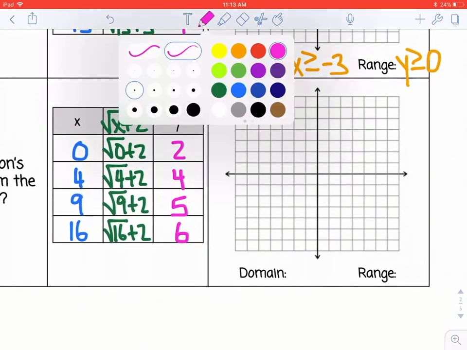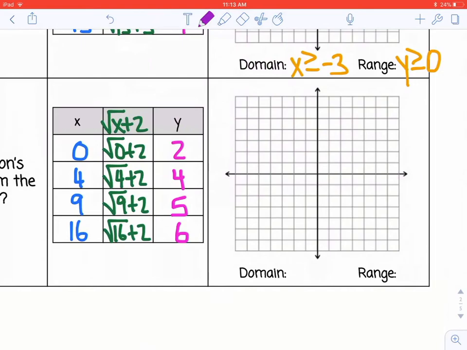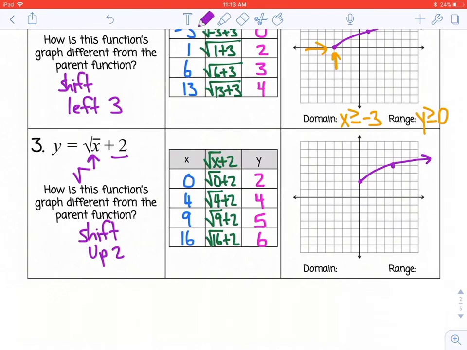So then let's plot those points. So we have 0, 2. We have 4, 4, and then the rest of them don't fit on our graph, but we get a good idea that this graph is just simply shifted up 2 units from where our parent function was. And then the domain, so notice our x value starts at 0 and then goes up from there. So x would be greater than or equal to 0. But then the y value starts at positive 2 and goes up. So y would be greater than or equal to 2.